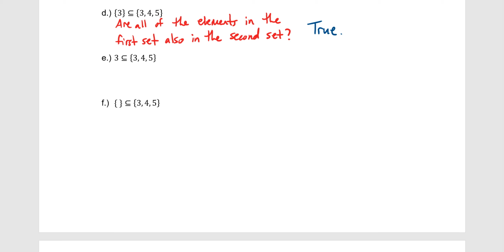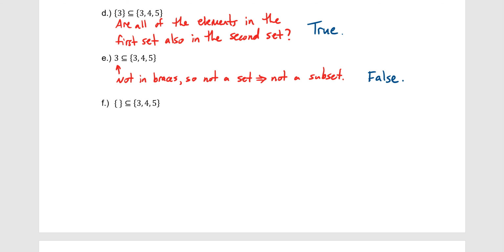Okay, and for the next one here, we have 3. We want to know, is that a subset of the set 3, 4, 5? So the issue here is that 3 on the left is not in braces. In order for something to be a subset, it has to be a set. The one on the left is not a set, so it cannot be a subset. So this one's going to be false. So in order for something to be a subset of something, it has to be a set.